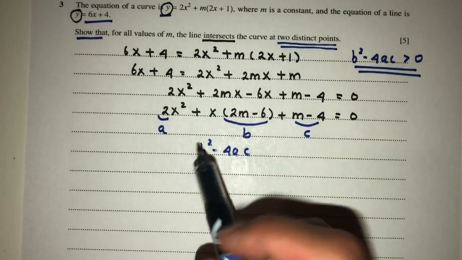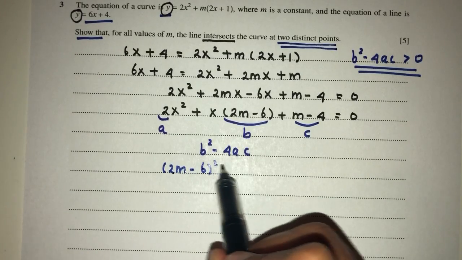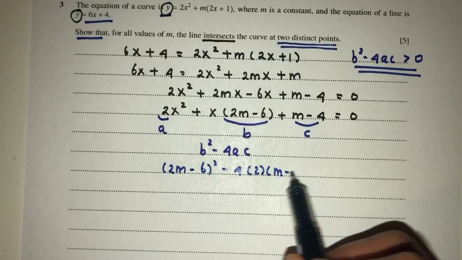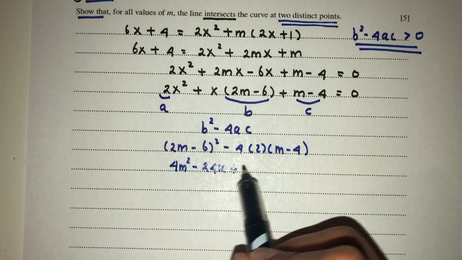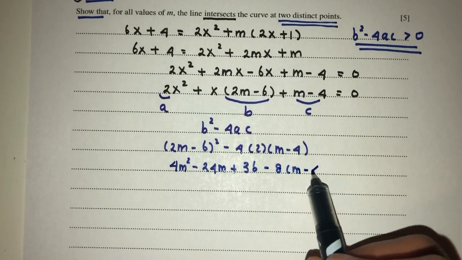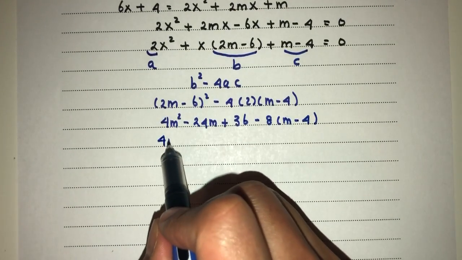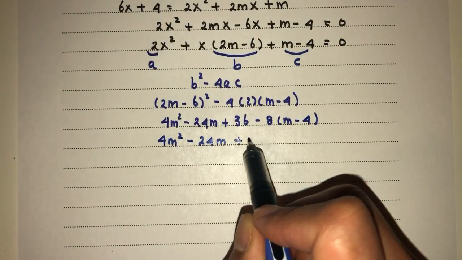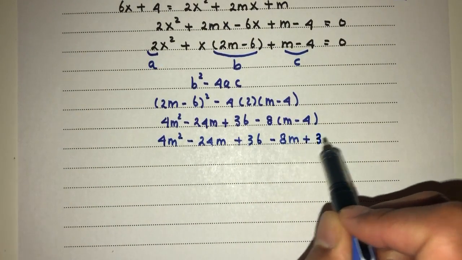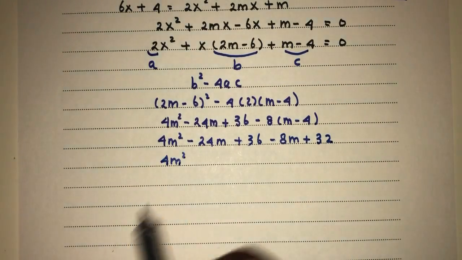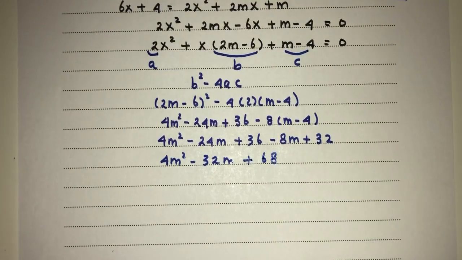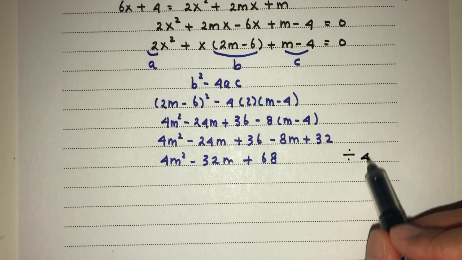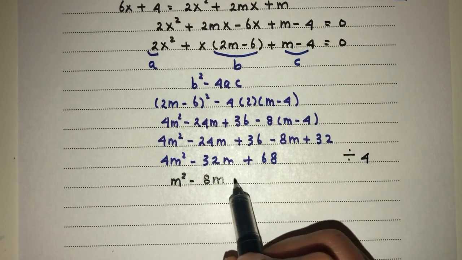So let's find this first. b squared is (2m minus 6) squared minus 4 times a times c. c is this one. So you will have 4m squared minus 24m plus 36 minus 8m minus 4. Simplify, you will have 4m squared minus 24m plus 36 minus 8m plus 32. You have 4m squared minus 32m, since minus 24 minus 8 will be minus 32, plus 36 plus 32 will be 68. Now we can try to simplify this if you want to. We can divide by 4. You will have m squared minus 8m plus 17.